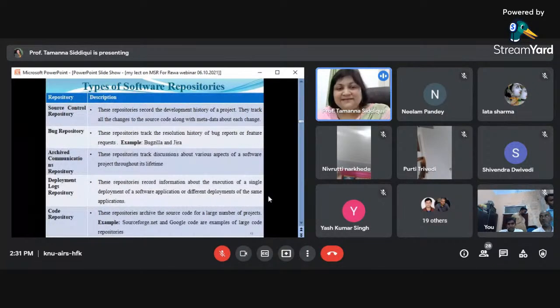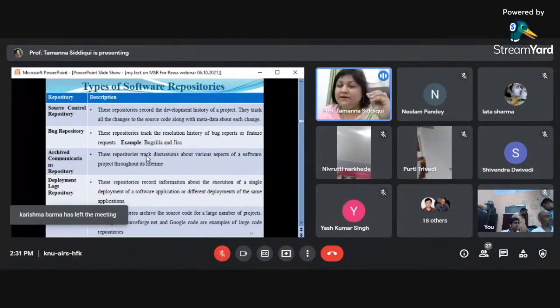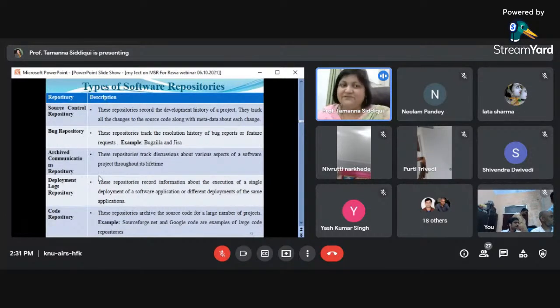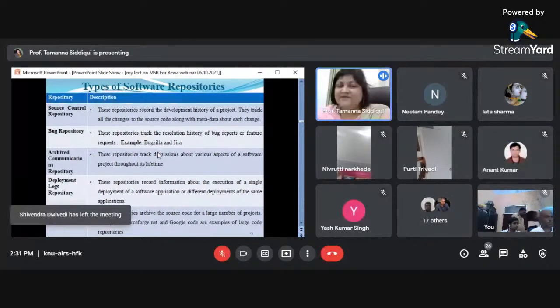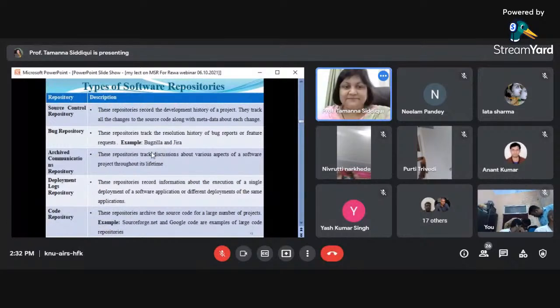These are the different types of repositories: source control repository, bug repository, archive communication repository, deployment log repository, code repository. That means these are different kinds of repositories that represent different aspects of software. Bugs can be stored, testing results can be stored, purely code can be stored. So different aspects of software can be stored in different repositories, and those repositories collectively are available in one place. I will give you the example in my next slide.